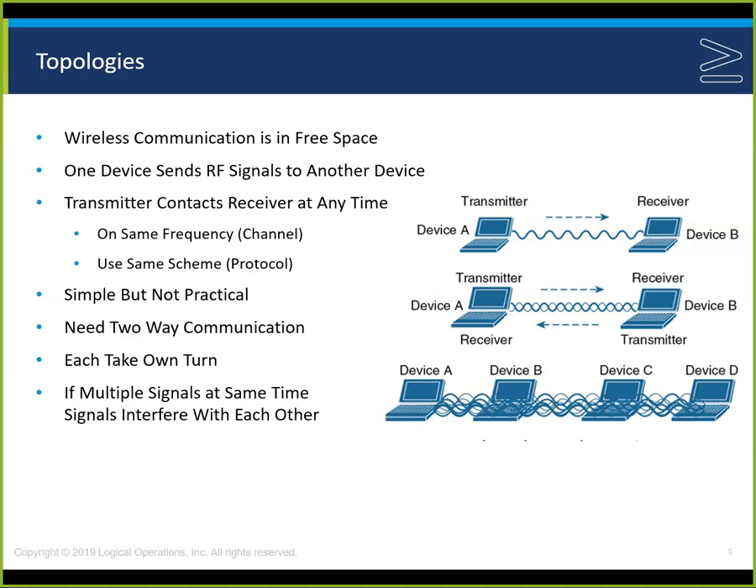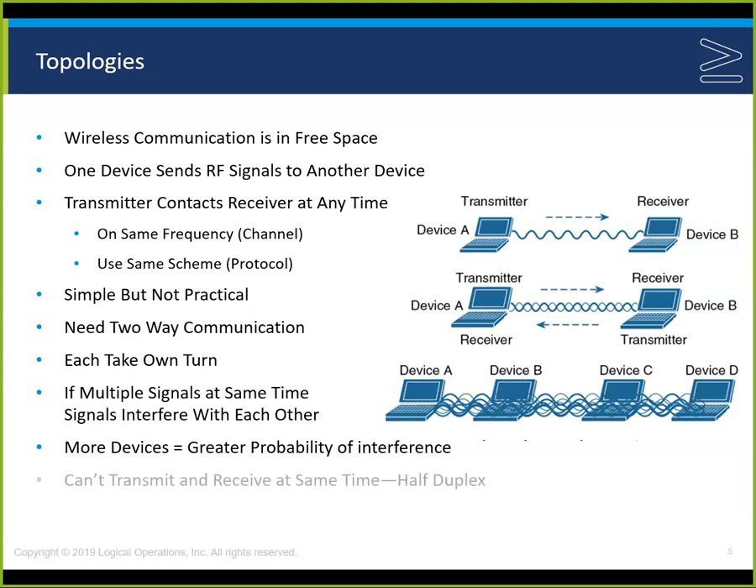If we have a lot of different signals, then they're going to start interfering with each other. Who is going to be able to send where, and then one's going to override the other. This signal's going to be stronger and knock the other one off of the communication. The more devices, the greater the probability we're going to have of interference with these things. And we can't transmit and receive at the same time. So these are going to be half duplex configurations.